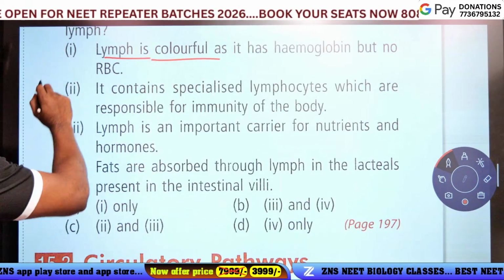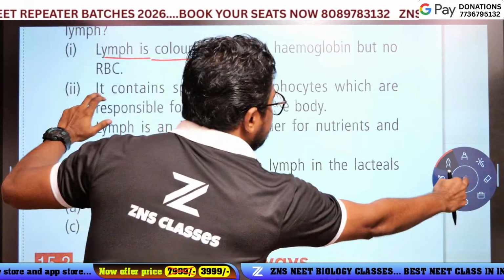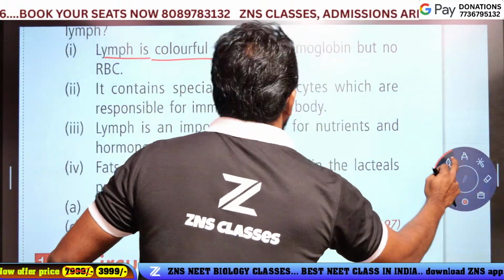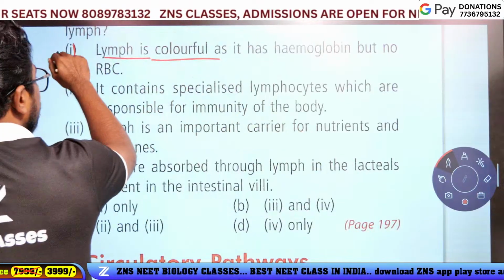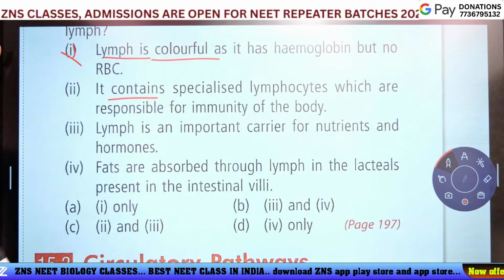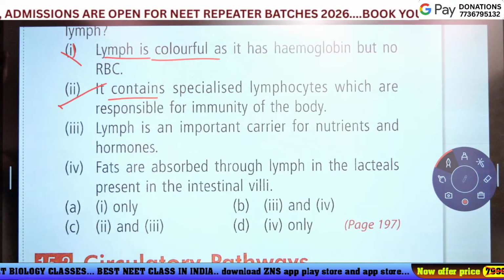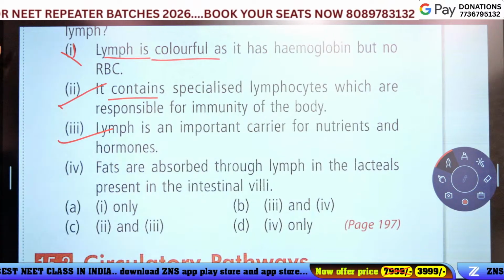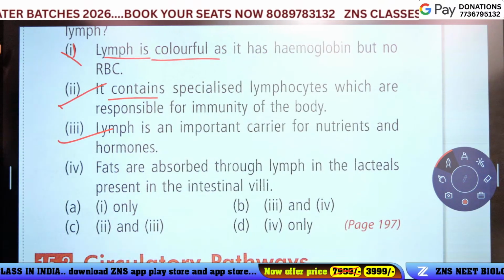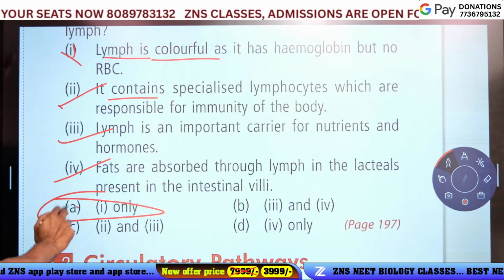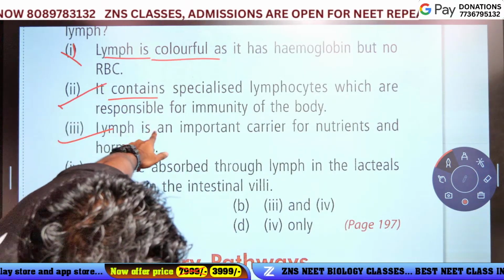The lymph is colorful as it has hemoglobin but no RBC. Yes, the statement is incorrect, and the question asks for the incorrect statement. It contains specialized lymphocytes which are responsible for the immune system, which is correct. The lymph is an important carrier for nutrients and hormones, correct. Fat is absorbed through the lacteals present in the intestinal villi, correct. That is the correct answer.